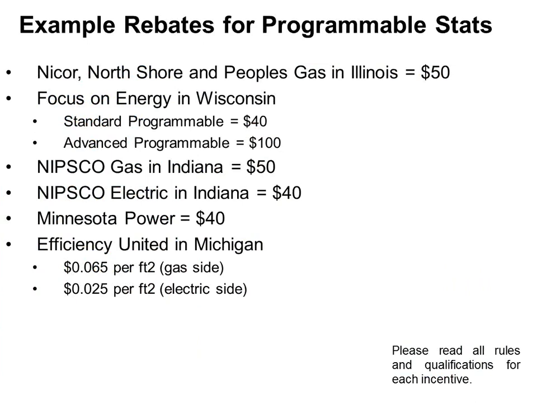Sometimes you can double dip and get a rebate, like in Indiana. You can get a rebate from your gas and your electric utility. So you get $90 back on your programmable stat. It probably doesn't even cost $90, and if it does, it's barely more than that. So you can get quite a bit of money by doing that.